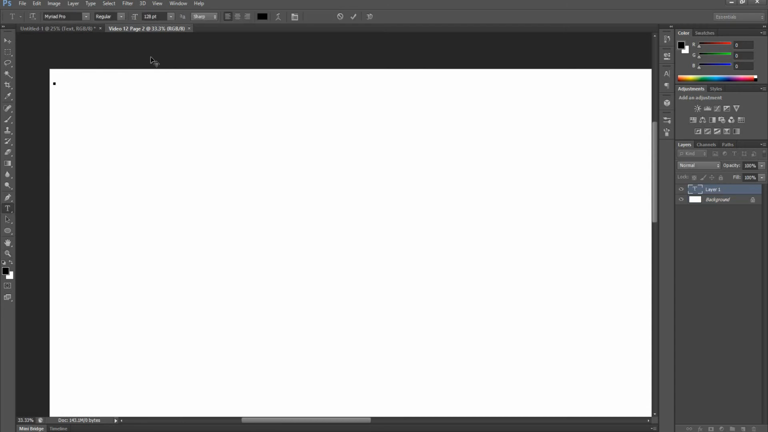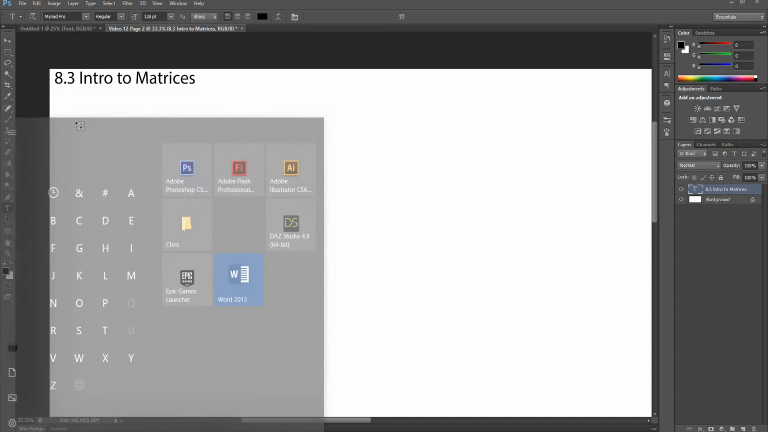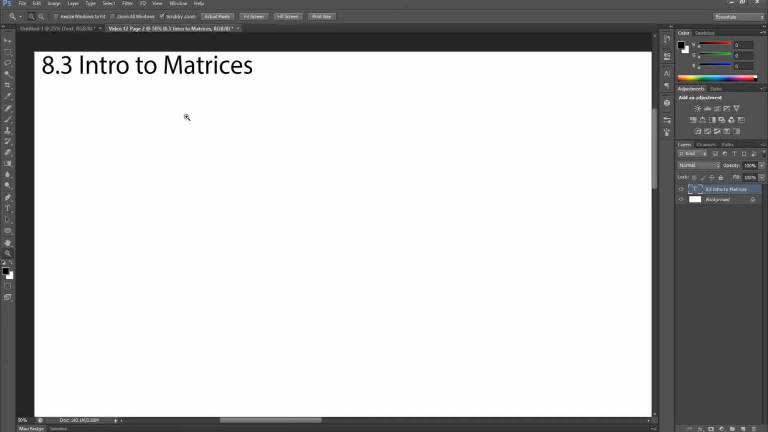So, 8.3 Intro to Matrices. This is on augmented matrices. This is kind of large. So, things about augmented matrices, what we do know about them.